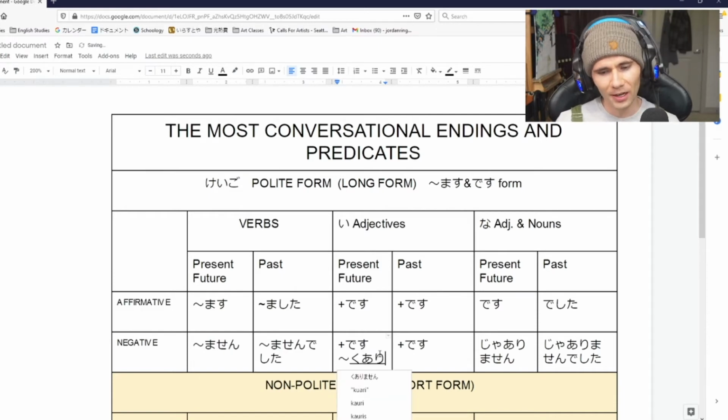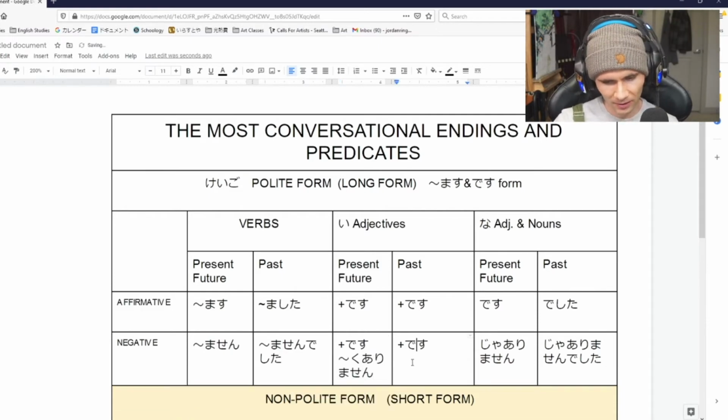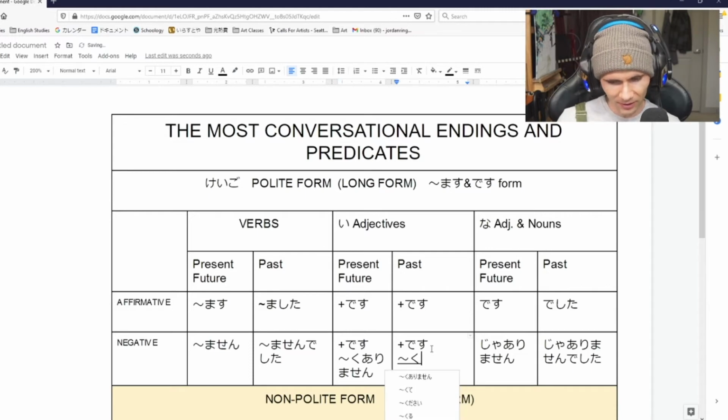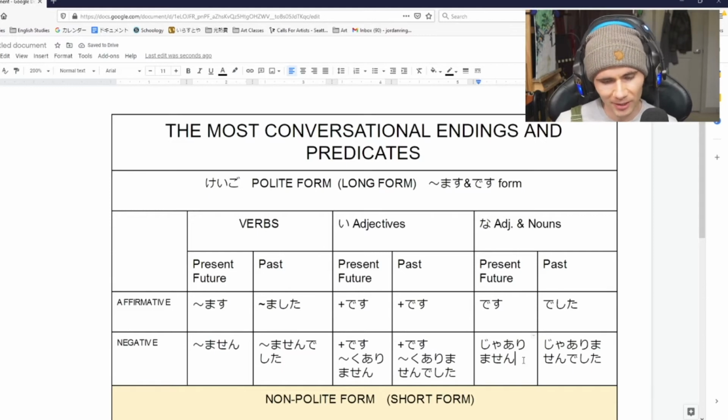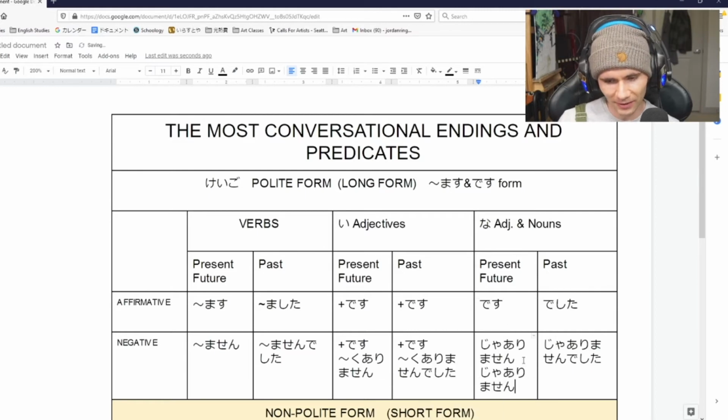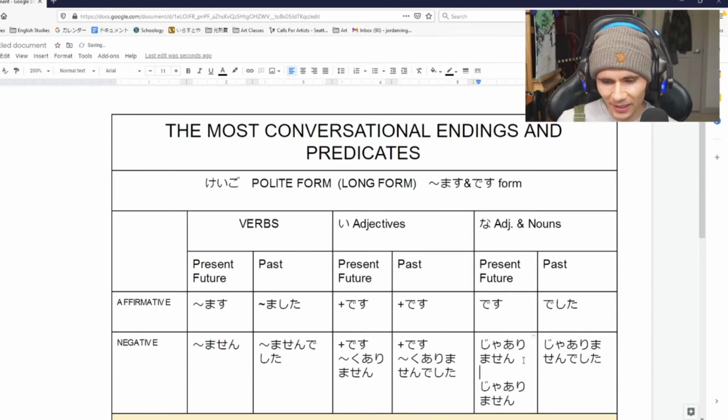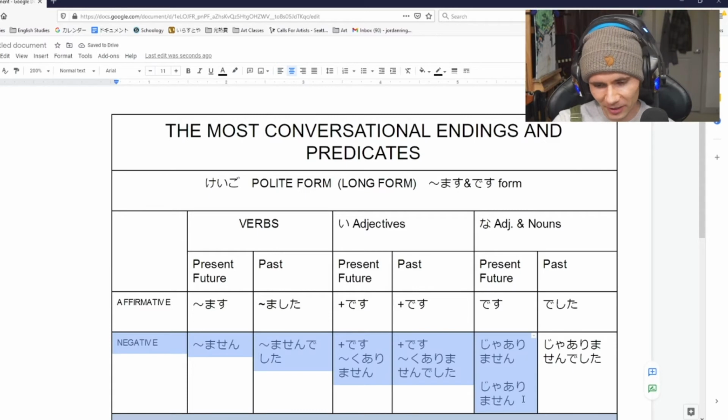So we can say ku arimasen. Sorry that this isn't all just on one line. I wish I could design this a little better. If you have a better design for this, go ahead and let me know in the comments. So then here we could also say ja arimasen. I already wrote that, sorry. We don't need this here again.